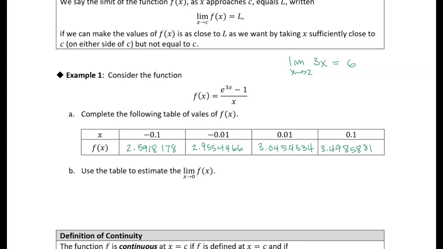Now I could evaluate a few more points. I could put in 0.0001. I could put in 0.00000001, and I could get a little bit closer. But just from this information I have, it looks like the limit as x approaches 0 of e to the 3x minus 1 over x is equal to 3.